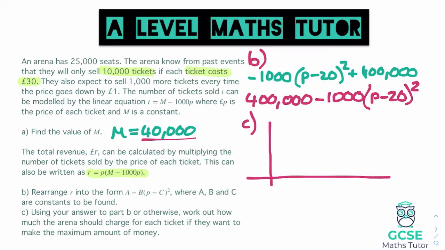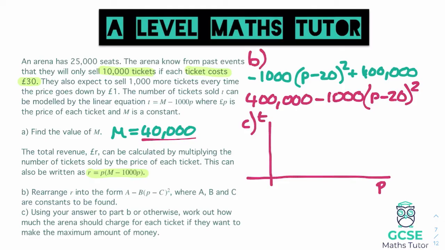So if we think about this, we have T going up here, which again, always refer back to the question. T was given to us at the start, and T is the amount of tickets sold. So the amount of tickets sold is up the top, and along the bottom here is going to be our price, which is what we're looking at right now, the price of the ticket.